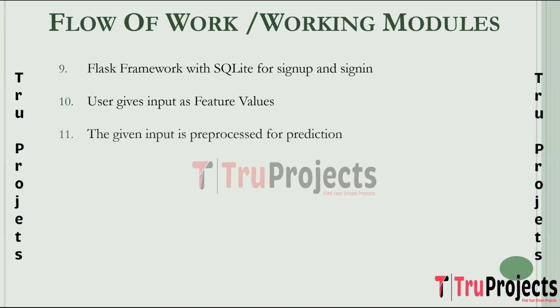The next step is the given input is pre-processed for prediction. Here we pre-process the user provided feature values to ensure that they are in the correct format and compatible with the model's input requirements. This involves tasks like scaling, normalizing, and encoding categorical variables.